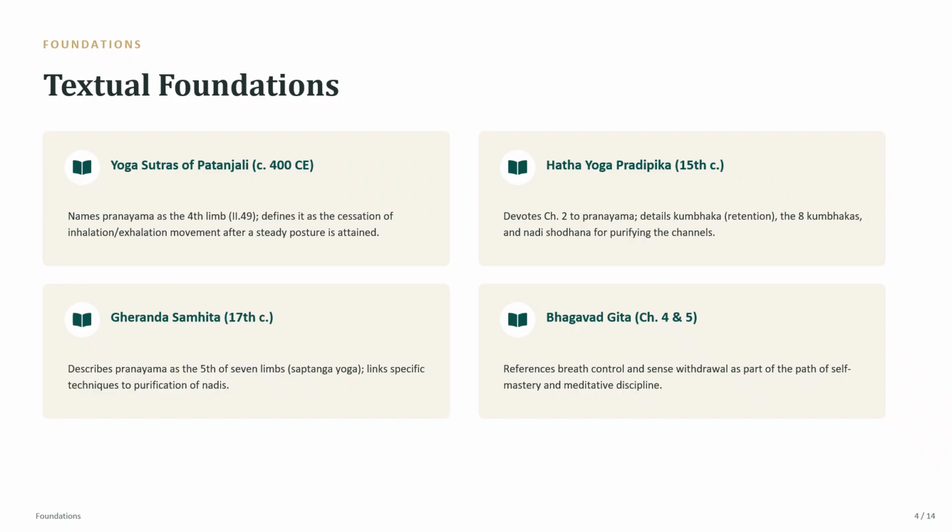So these are the textual foundations where pranayama has been spoken about. In the Yoga Sutras of Patanjali, pranayama has been defined as the fourth limb, defined as the cessation of inhalation and exhalation movement after a steady posture is attained. Likewise, we have the same in the Hatha Yoga Pradipika. We also have text in the Gheranda Samhita and also in chapters 4 and 5 of the Bhagavad Gita.